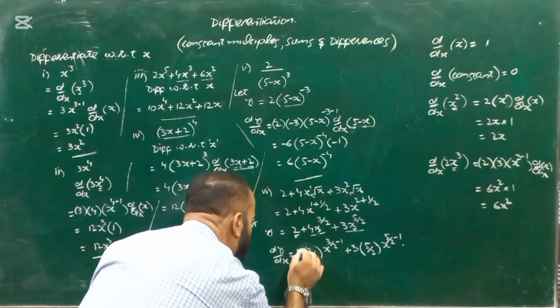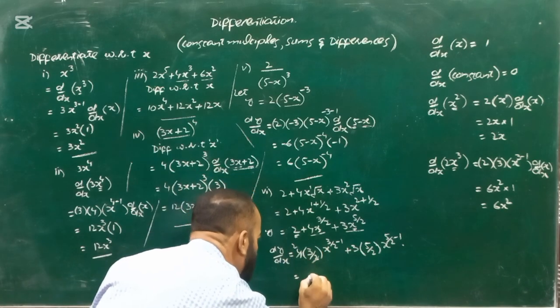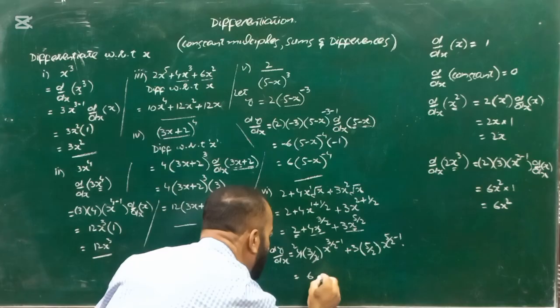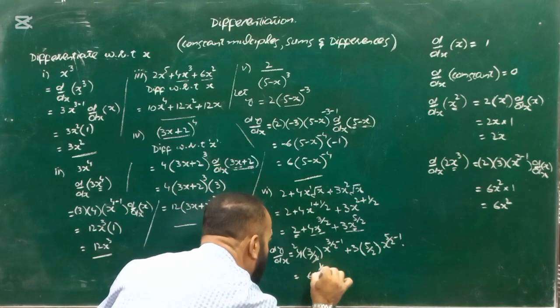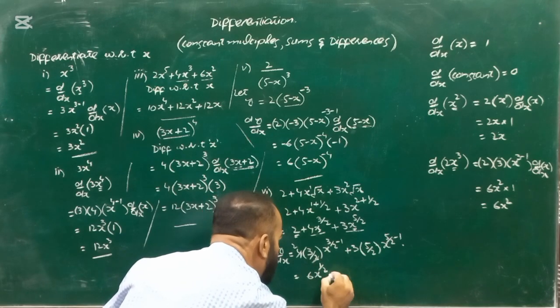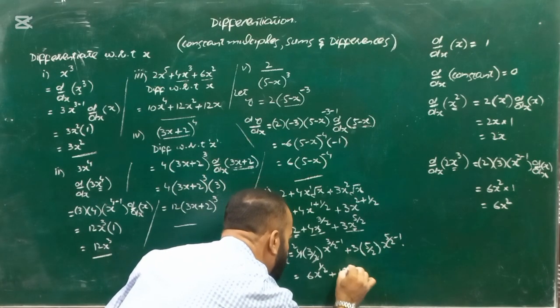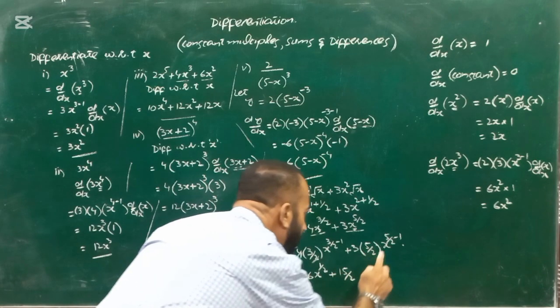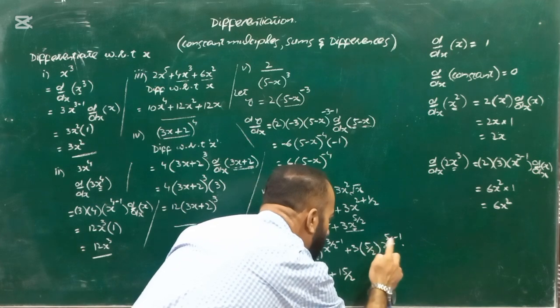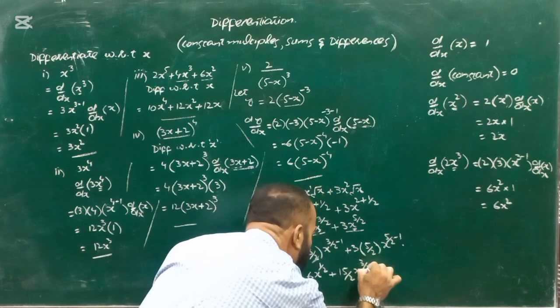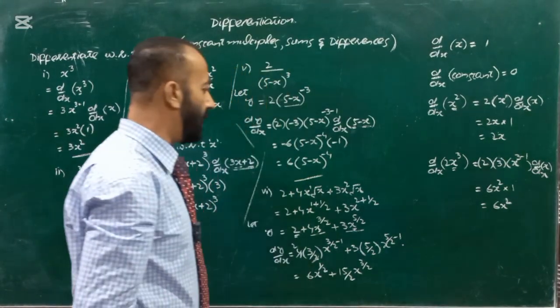So look now, 2 2s are 4 and 2 3s are 6. And after taking the LCM of this one, this will be 1 by 2. This plus is still there, 15 by 2. Taking the LCM of this one will give us 3 by 2. So x raised to the power 3 by 2. So this is the answer.